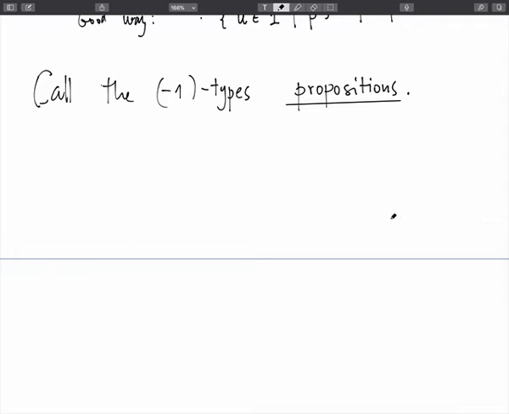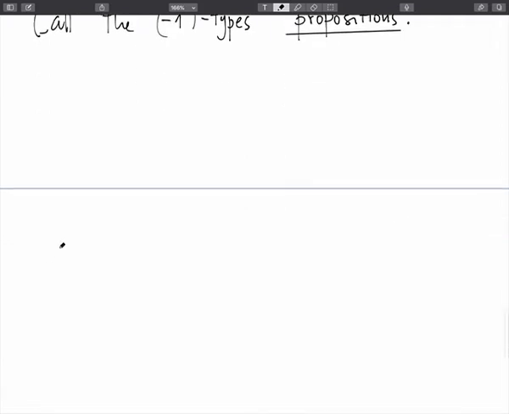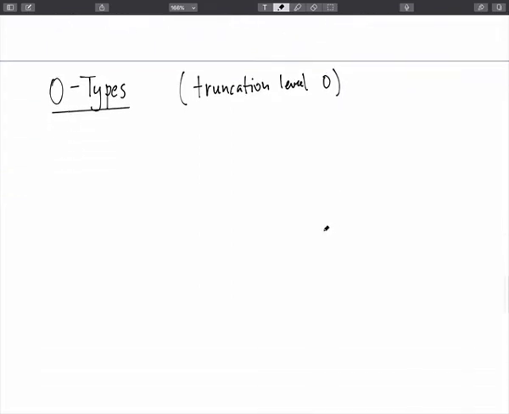Okay. That was H level -1. So let's have a look at H level 0. Homotopy level 0, so 0 types. Truncation level 0. This name will be clear shortly when we introduce truncations as operations. So this one comes down to what? Let me write out what it comes down to.